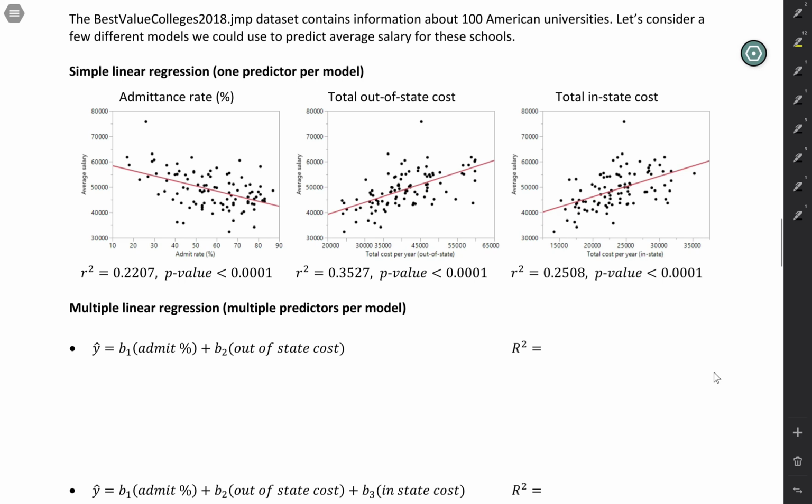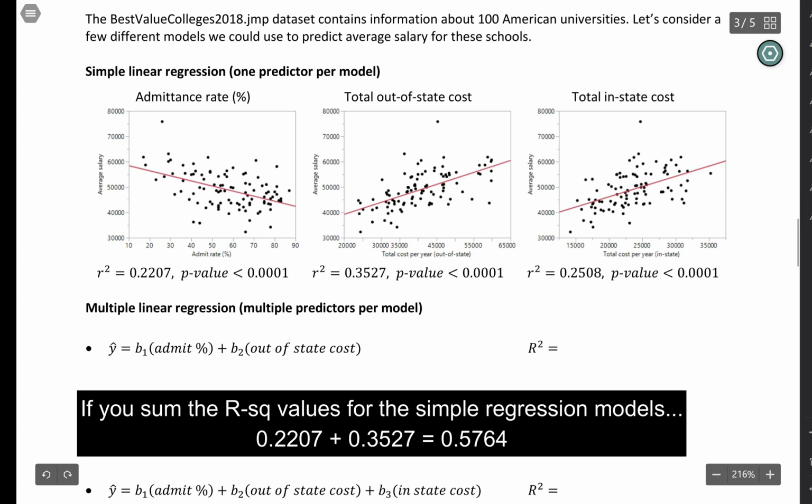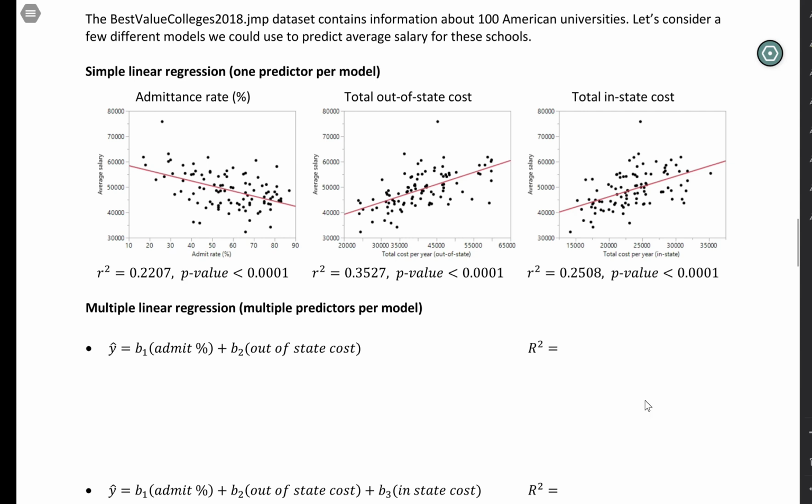So when I ask this question in class, a common approach is just to add them up. Right, so if you add 0.2207 to 0.3527, you would get the sum of 0.5764. So that would make sense: if admittance rate explains 22% and out-of-state cost explains 35%, you'd expect to be able to just add them up to get the amount of variability that's explained by the multiple regression model. So let's try this in JMP and see what happens.